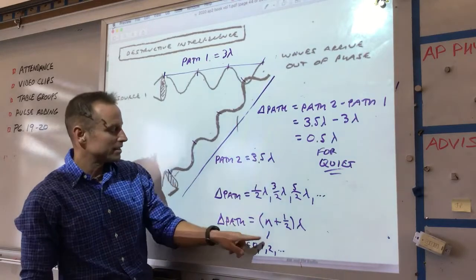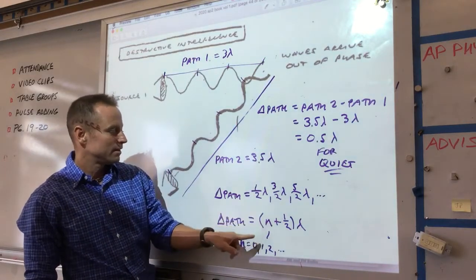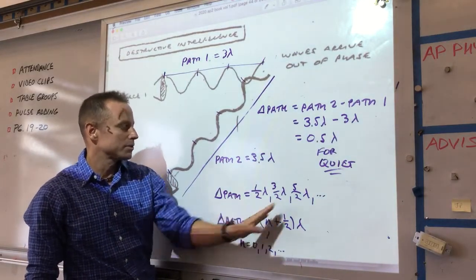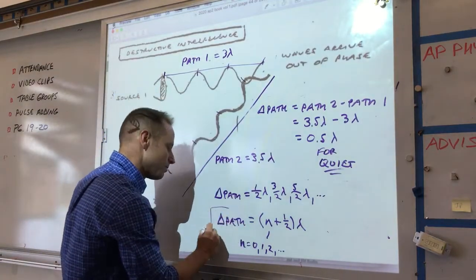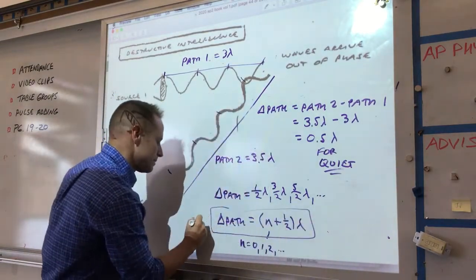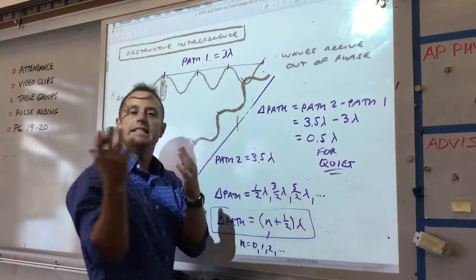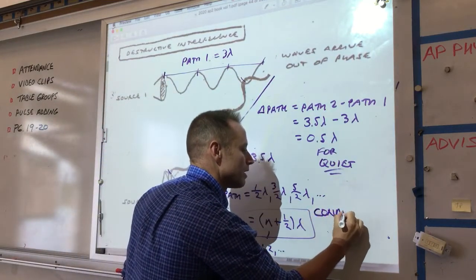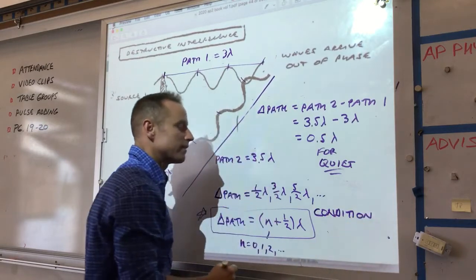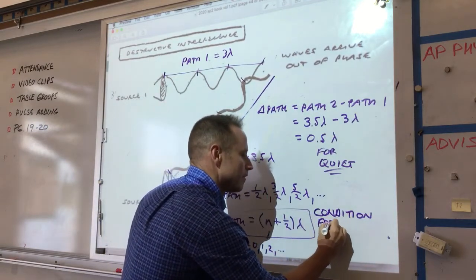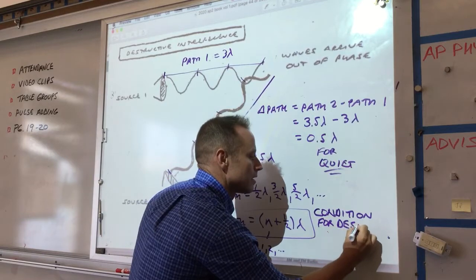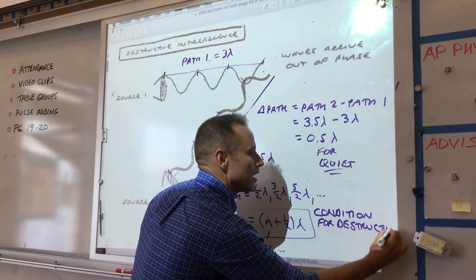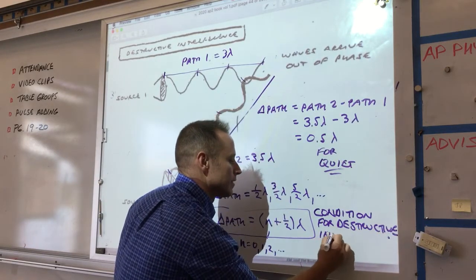All right, see if you plug it in. N equals 0, you get that one. N equals 1, you get that one. And it builds them all up. This is also worthy of a box and some stars, because this is the condition for destructive interference or quiet sound. So very, very important. Most important thing in this unit, okay?